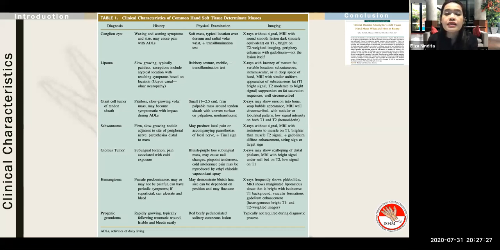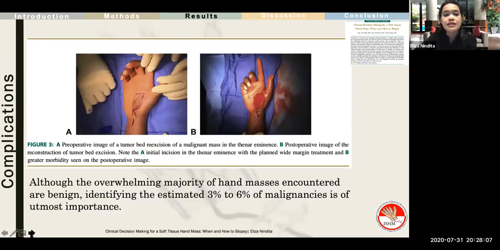tendon sheath and gives pain if it covers the tendon, and it limits the movement, because of pain, because it covers the tendons. And the MRI can give a well circumscribed lesion with a nodular or lobulated pattern with low signal intensity on both T1 and T2. So those are the three tumor diagnoses that I would like to emphasize, because possibly the ganglion cyst and the GCT are the tumors that we will most likely get in our clinical settings.